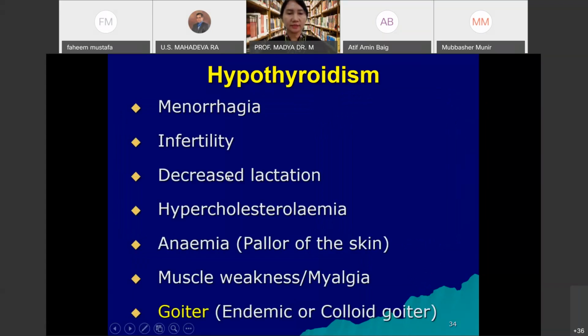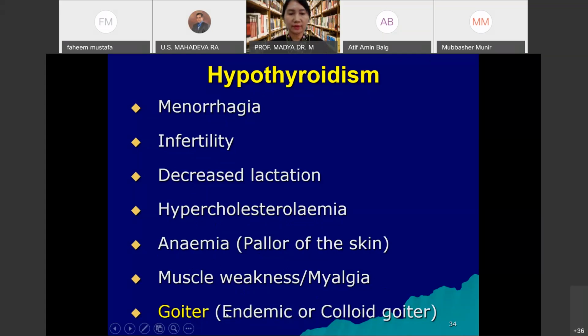And the other changes, in reproduction, there will be an increase in the amount of menstruation, called menorrhagia, infertility, and decrease in lactation. Due to reduced fat breakdown, there will be hypercholesterolemia, and reduction in red cell formation leads to anemia. We can see the pallor of the skin. And one peculiar feature: there will be muscle weakness and myalgia. This we can see in both the hyper and hypo states.